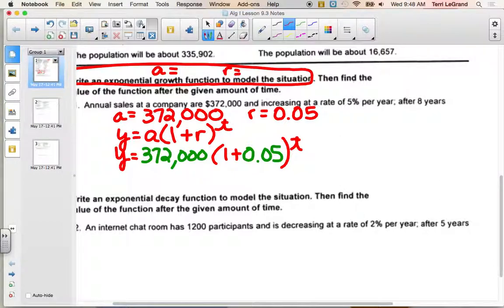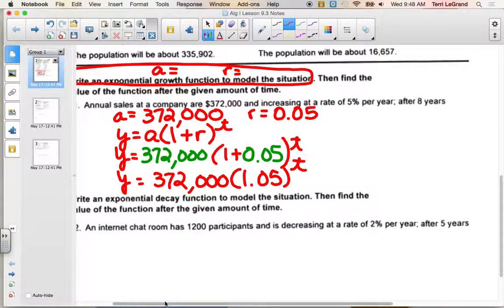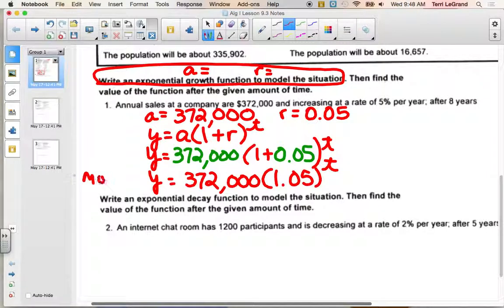And now the only thing we're going to do is clean that up a little bit. We can add the 1 and the 0.05, can't we? What does that become? Okay, so in other words, it's like our b value. Our b value becomes 1.05. There's our model that they were asking us for. So would you just make note of this is your model. This is really one of the answers. Because it asks us to do two things. Write a function, then find.